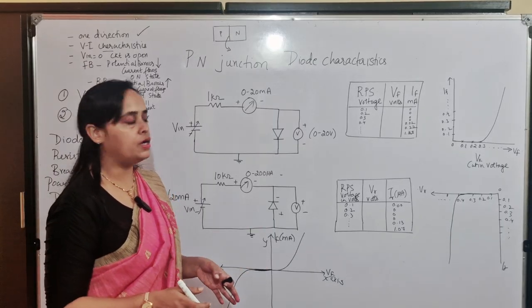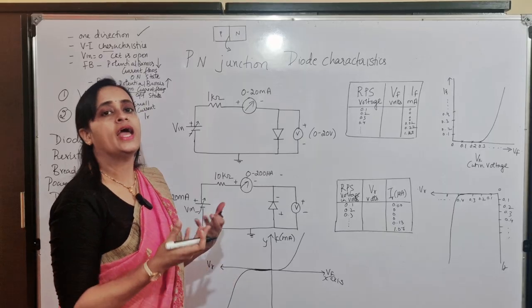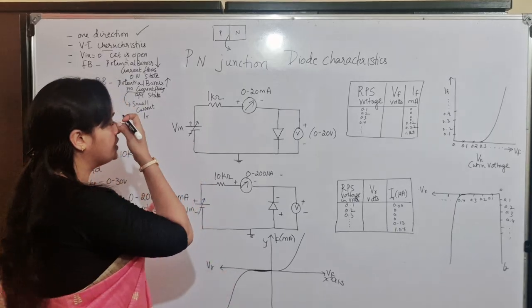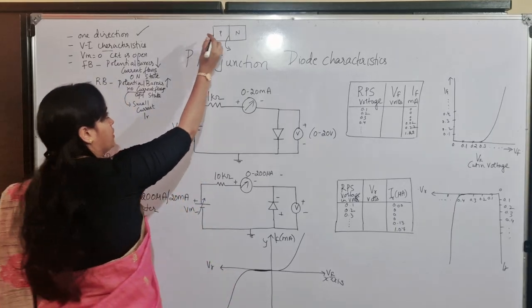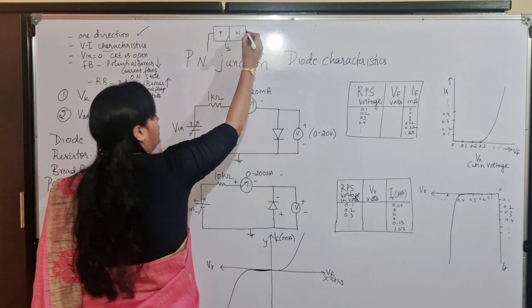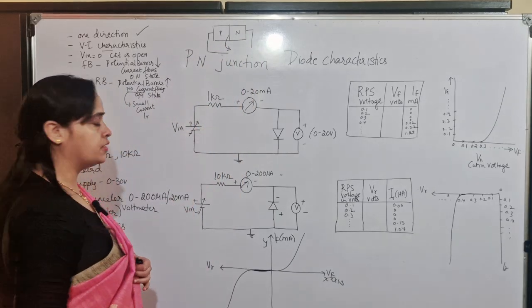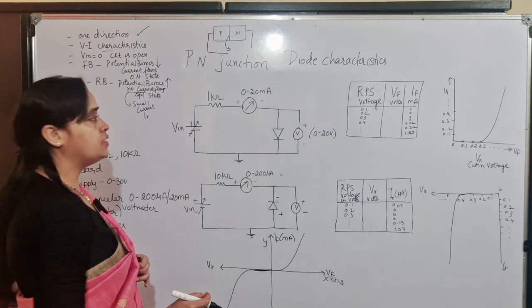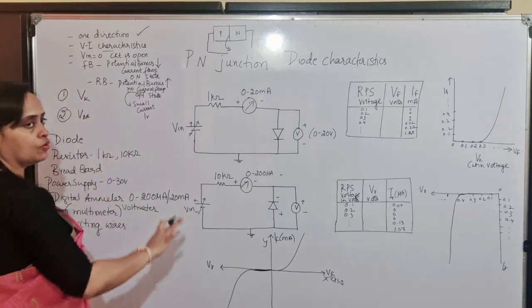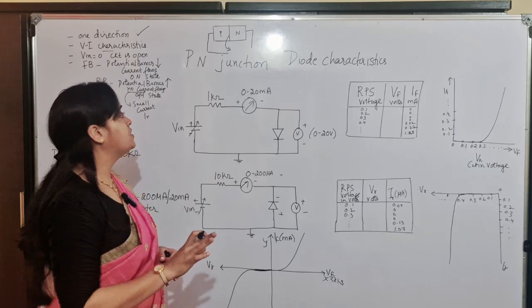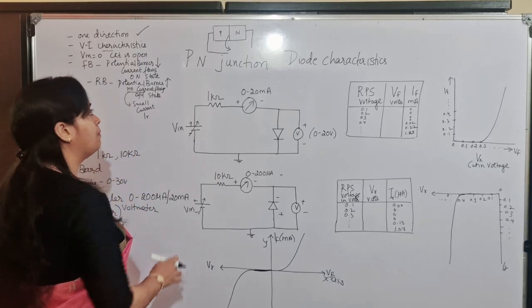So next point, suppose we have not still biased. Biasing is nothing but connecting the external voltage to the PN junction. Now in this condition, P-type and N-type is not at all connected to any voltage externally. So what we can consider, Vin is 0.